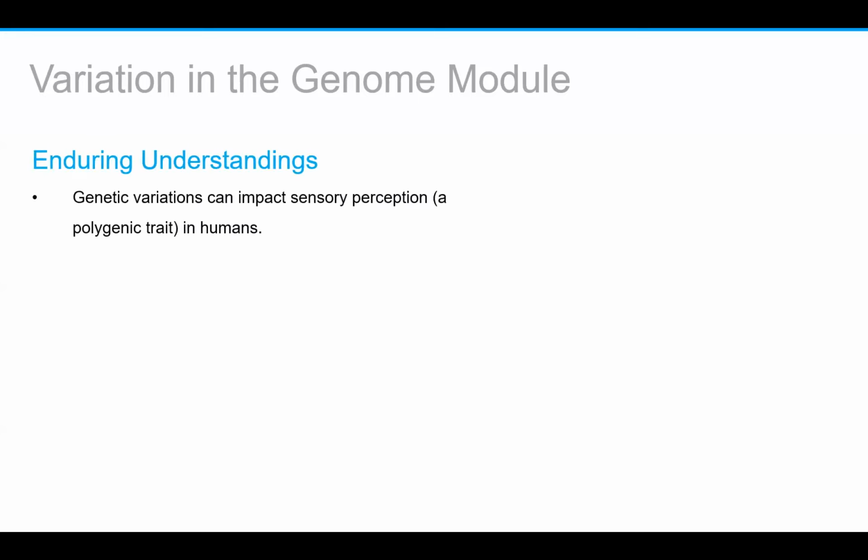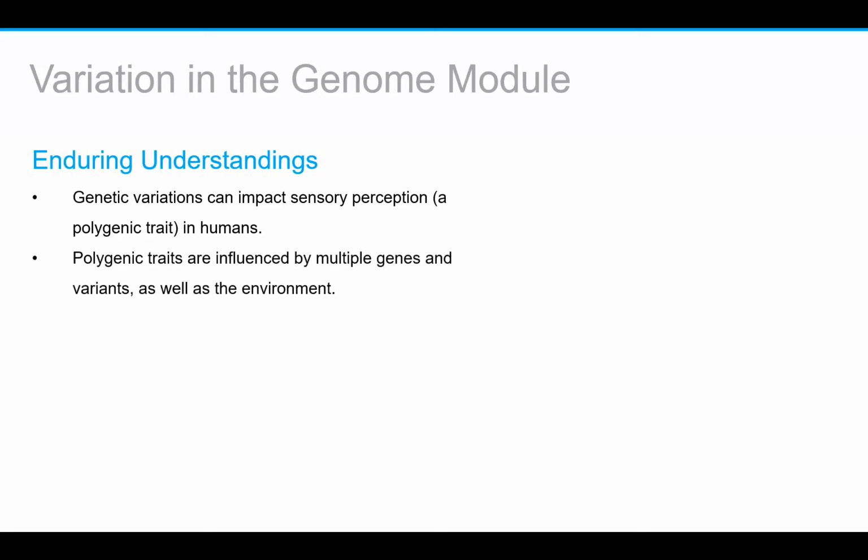The variation in the genome module focuses on 3 enduring understandings: that genetic variations can impact sensory perception, which is a polygenic trait in humans, that polygenic traits are influenced by multiple genes and variants, as well as the environment, and that human genomic variation is something to celebrate.